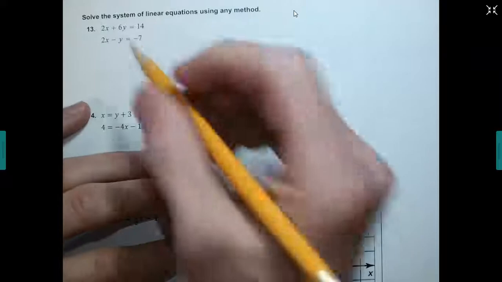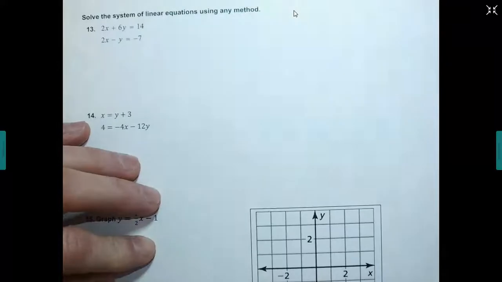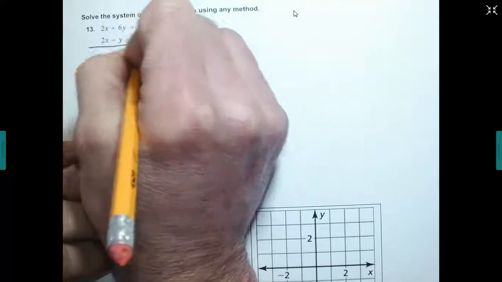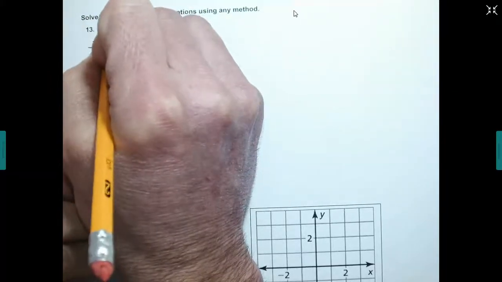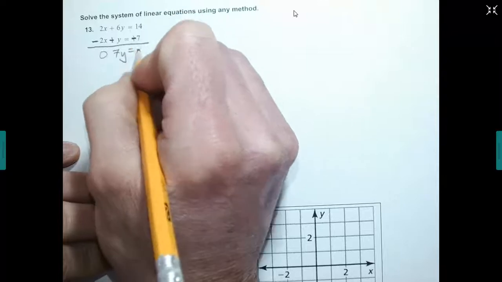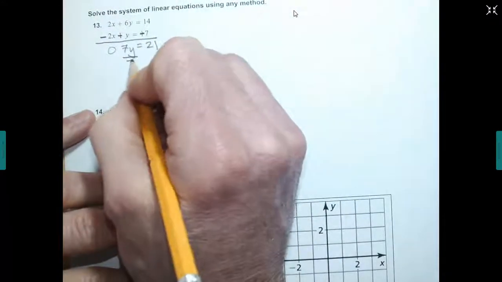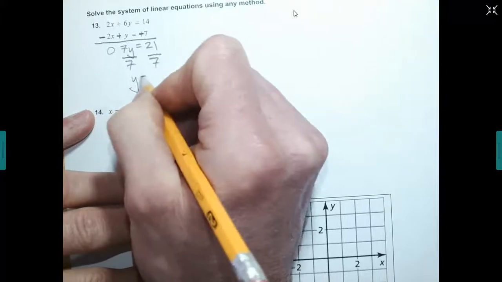Alright, next one. Number 13, solve the system of linear equations. So we have two variables in here. What I'm going to do is subtract these, so I need to add the opposite. Negative, positive, positive, so that becomes 0. And I get 7y equals 21. Divide by 7. So we get y equals 3.